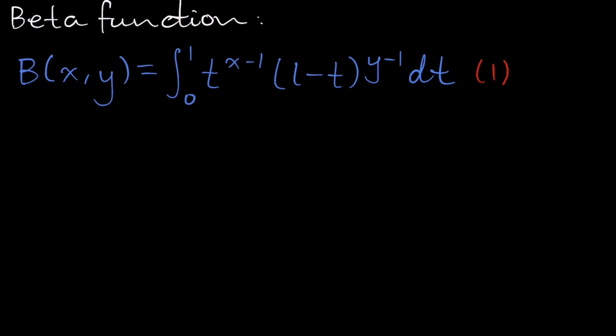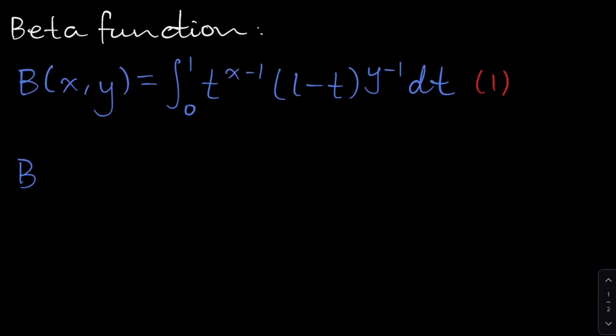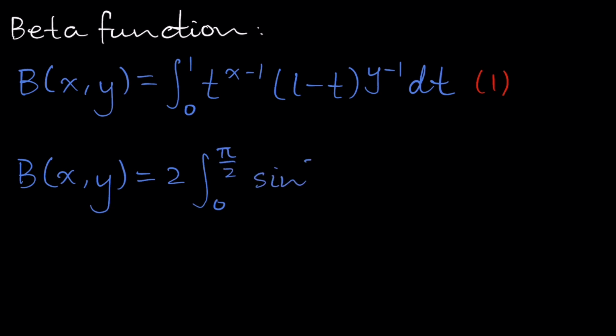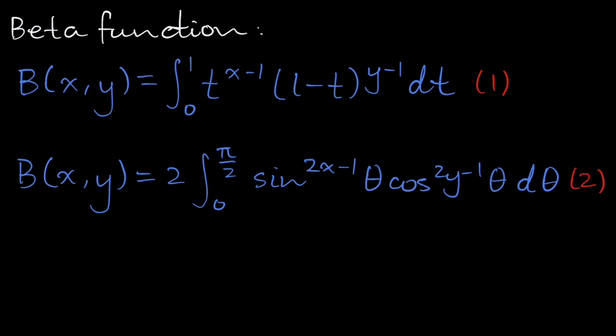But first of all, I want to derive a trigonometric form of the beta function. Let me write it. The trigonometric form of the beta function is this: 2 times the integral from 0 to pi over 2 of sine to the 2x minus 1 of theta and cosine to the 2y minus 1 of theta d theta. This is the second property we have to know, and let's prove why these are equal.